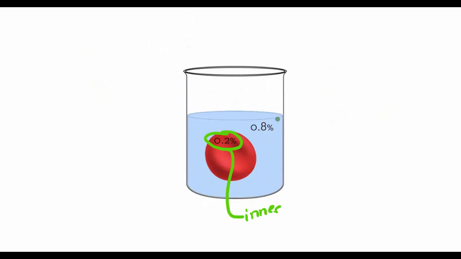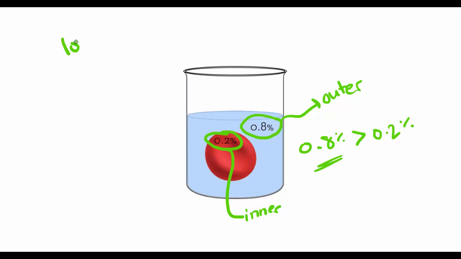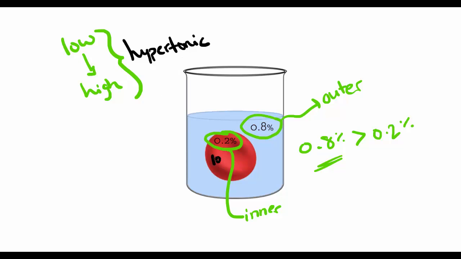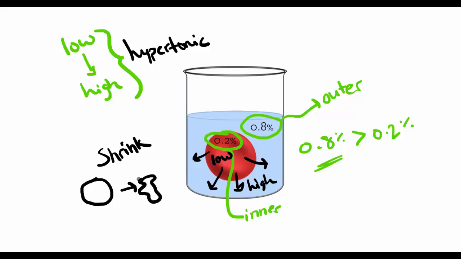Here's another example. 0.2% is the inner concentration, so that's what's in the cell. And 0.8% is the outer concentration, the solution. We know that 0.8% is a larger number, and thus a higher solute concentration. Remember, water moves from low to high, so this solution is hypertonic. Water will leave the cell, causing it to slowly shrink.